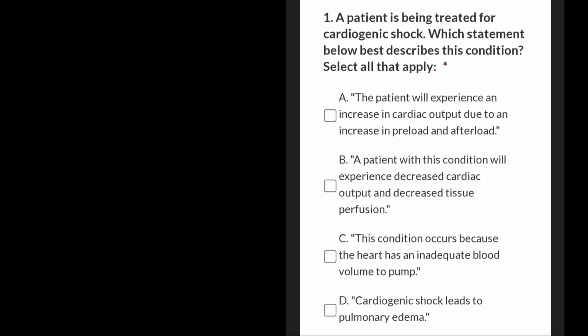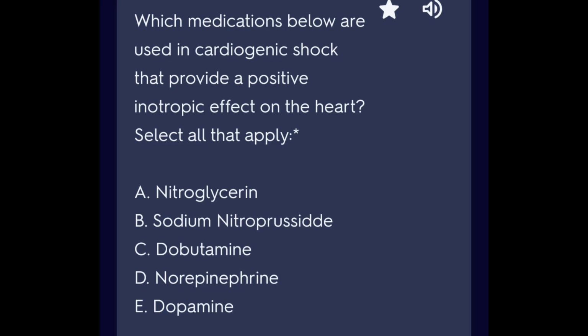A patient is being treated for cardiogenic shock. Which statement below describes this condition? Select all that apply. A, the patient will experience an increase in cardiac output due to an increase in preload and afterload. B, a patient with this condition will experience decreased cardiac output and decreased tissue perfusion. C, the condition occurs before the heart, because the heart has an inadequate blood volume to pump. And D, cardiogenic shock leads to pulmonary edema. I think the only right answers here, without even looking so much, are B and D, because we said it decreases cardiac output and decreases tissue perfusion, right? And then we said it leads to pulmonary edema, and that is where we have crackles, okay?